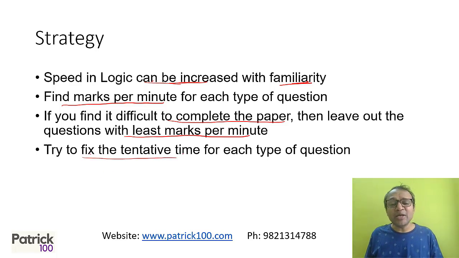Try to fix a tentative time for each type of question. For example, I would say that my syllogism should take me 30 or 45 seconds. Have some time frame for each type of question and then see if you can improve those times. Logic can be improved with practice. Practice a lot of logic. It will help you go fast and help you get more marks.